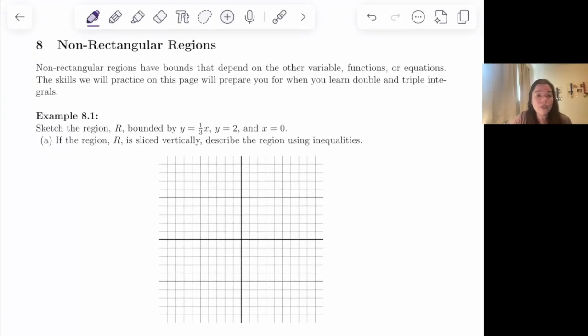So non-rectangular regions have bounds that depend on other variables or functions or equations. This skill, again, is going to be a little more robust than the previous one, and it's going to prepare you for double and triple integrals. I didn't mention triple integration, but that is something that's going to come your way. You're going to learn what it means to take a double and a triple integral eventually in your Vector Calc course.